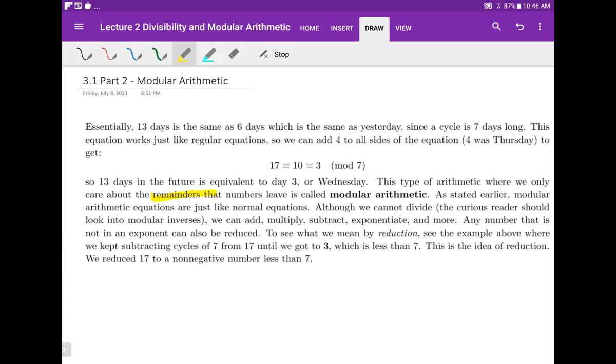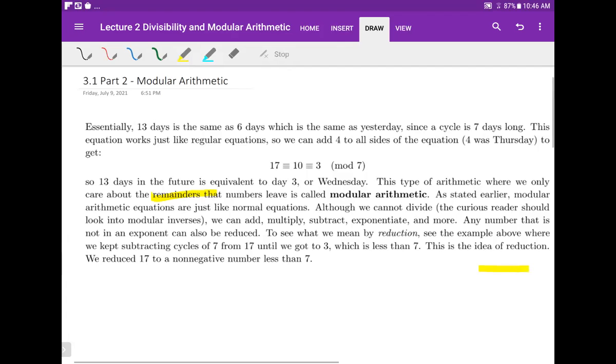And similarly, we can do the same thing. If we use the previous example, Thursday is 4, right? And then we also have 13 days from Thursday, so that would be 17. And then 17 is equivalent to 3 mod 7, right? And that would be Wednesday if we use the indexing that we used before. So 0 is Sunday, 1 is Monday, etc.